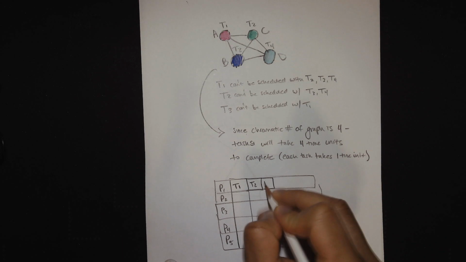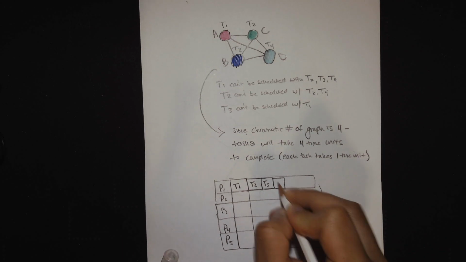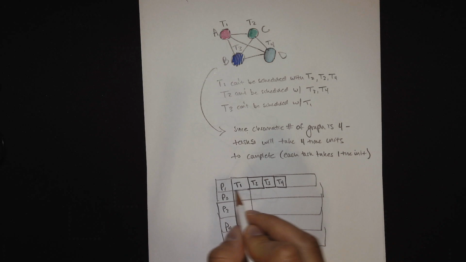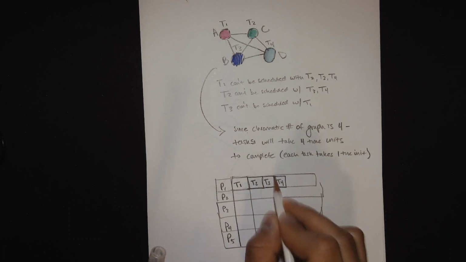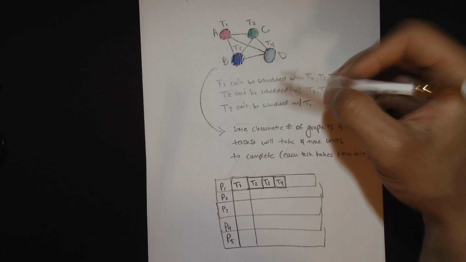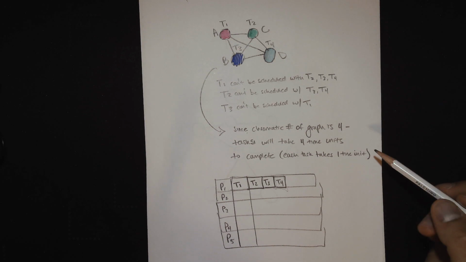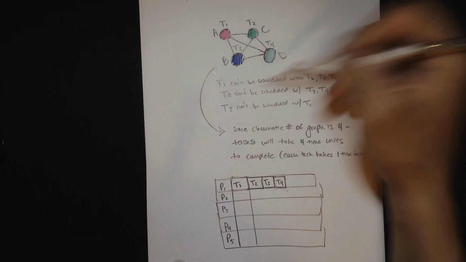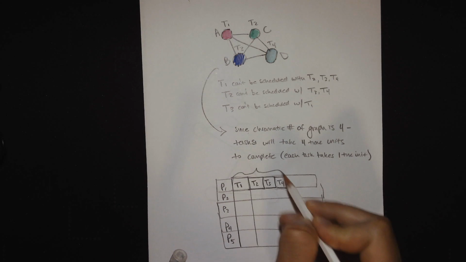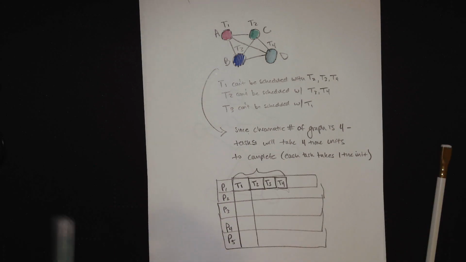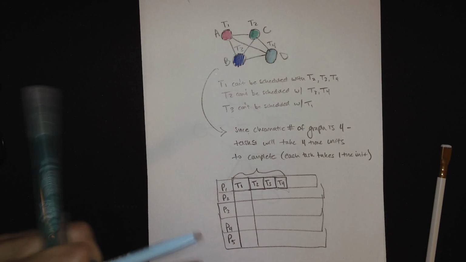So you can kind of think of it as needing to have these tasks stacked up in a row in your scheduling, right? If they can't be worked on at the same time. So the chromatic number will correspond to this total length. Okay, so let's look at another example, right?